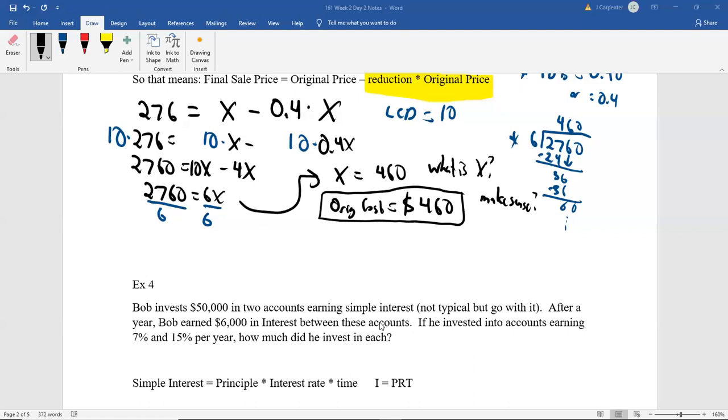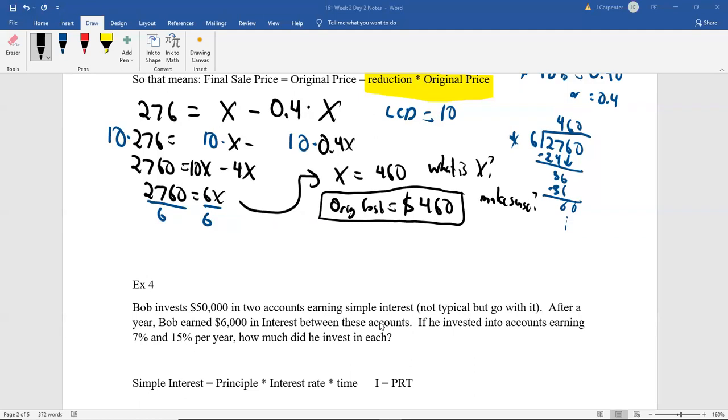These are important things to talk about because you can call one of these accounts' principals X, but you're going to have to call the other one a relationship between the 50,000 and the X. So if I put 10,000 in the first account, I know I put 40 in the other, because 50 minus 10 is 40. So I took the total minus what I put in the first. If I put 20 in the first account, I put 30 in the second because 50 minus 20 is 30. The total minus the first is the second.